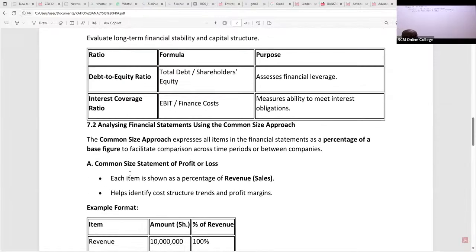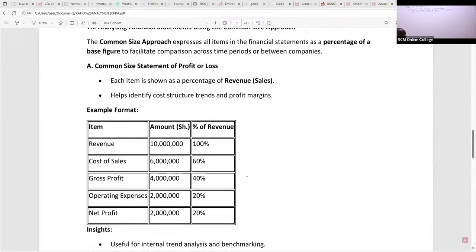Then we have what we are calling 7.2, analyzing financial statements using the common size approach. The common size approach expresses all items in the financial statements as a percentage of a base figure. For profit and loss, what will be the base figure? What will be the common item in all the values we shall be analyzing? For P&L, the common or base figure will be revenue. And this is how we shall be doing this common size P&L.